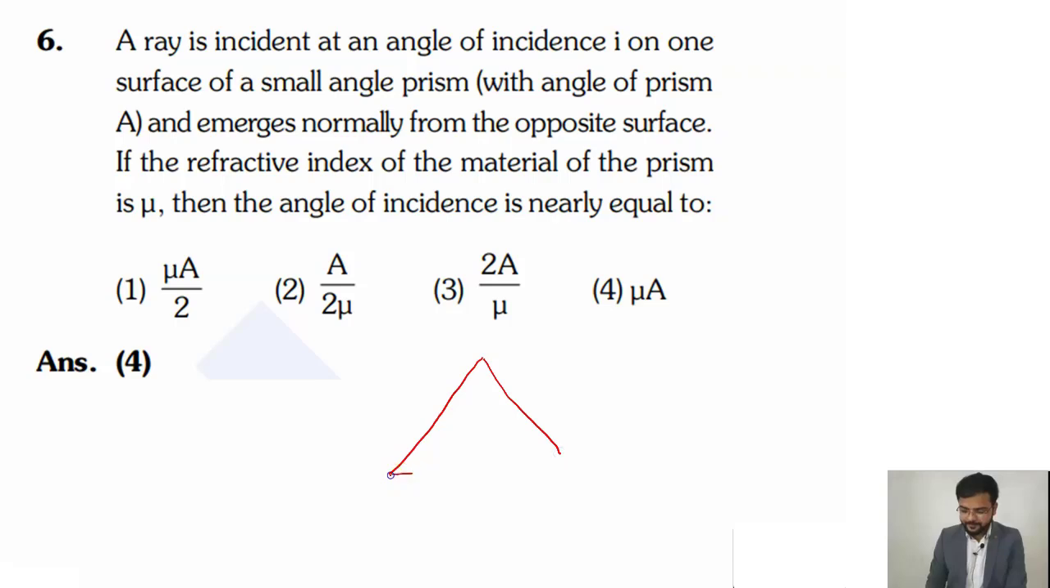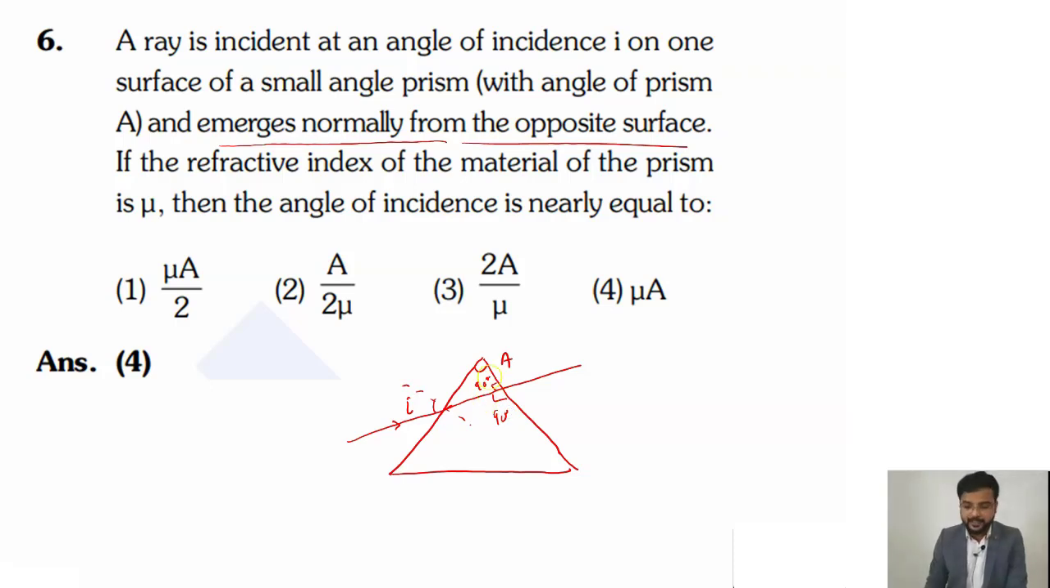So let's see. Here the angle of prism is given, this is A, correct, and the incident ray is falling like that. This is the incident ray and this angle is I here. And one thing given in this question is that the ray falls on the surface of a small angle prism with angle of prism A and emerges normally from the opposite surface. So when this incident ray emerges from this prism, it emerges normally. So it will be like that. This angle will be 90 degrees, correct?